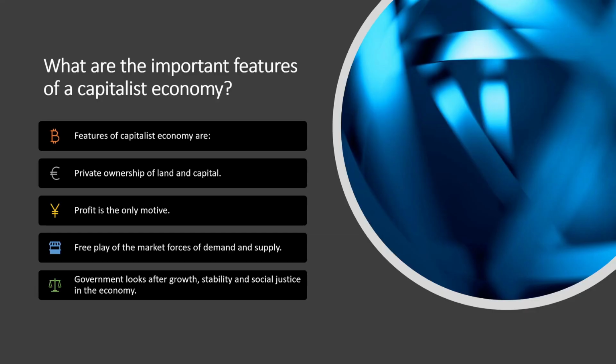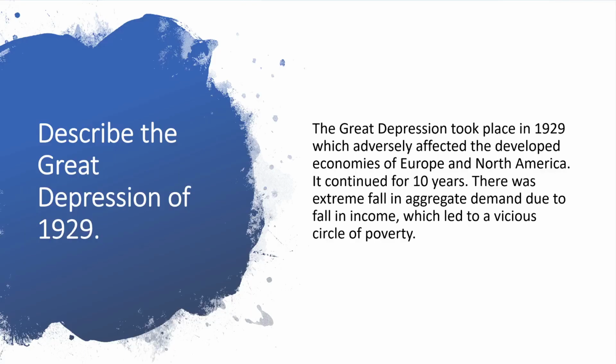What are the important features of a capitalist economy? Features of capitalist economy are: private ownership of land and capital. Profit is the only motive. Free play of the market forces of demand and supply. Government looks after growth, stability, and social justice in the economy.